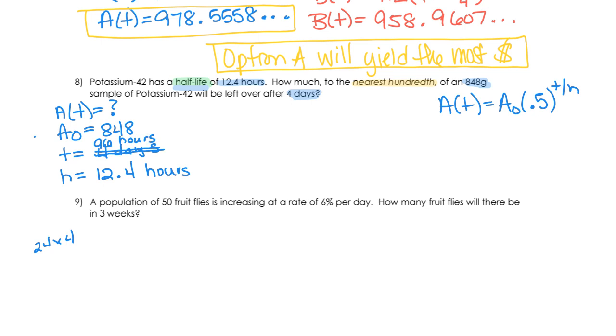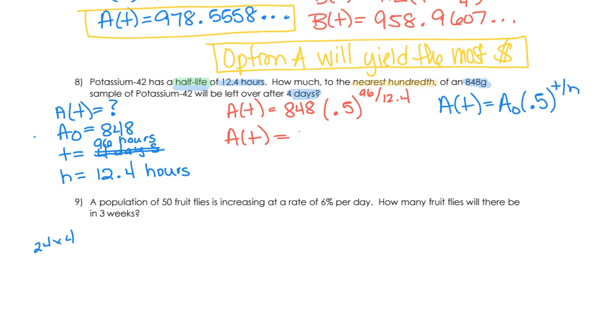Okay, all right, so let's go ahead and plug in, now that we are confident that we have our information correct. We're going to have A of T, or you could have A of 96 if you wanted to, equal to our A sub 0, which is 848.5 in parentheses, and then raised to the 96 divided by 12.4. We'll go ahead and type that in. Older calculators, make sure your 96 divided by 12.4 and your exponent is in one set of parentheses.